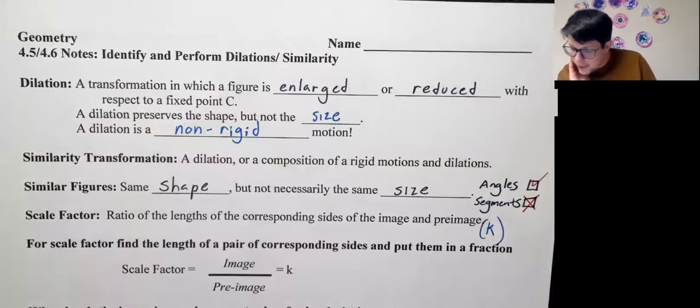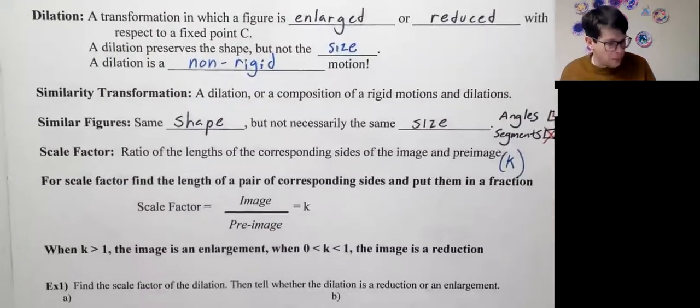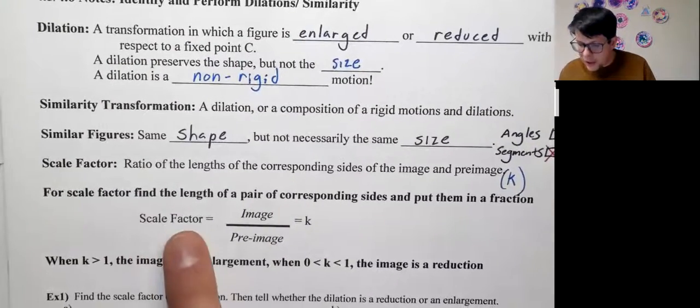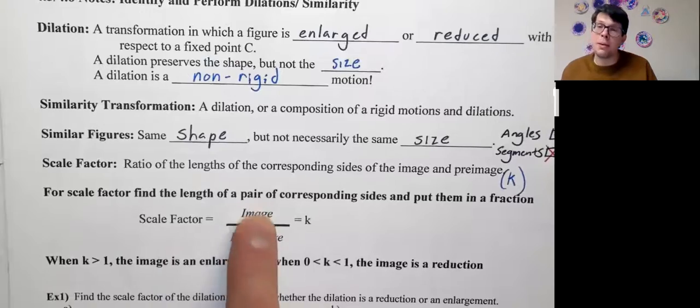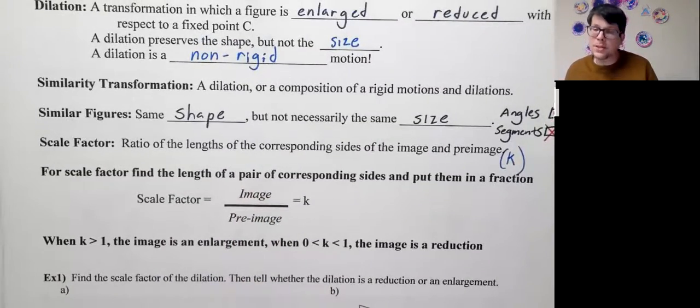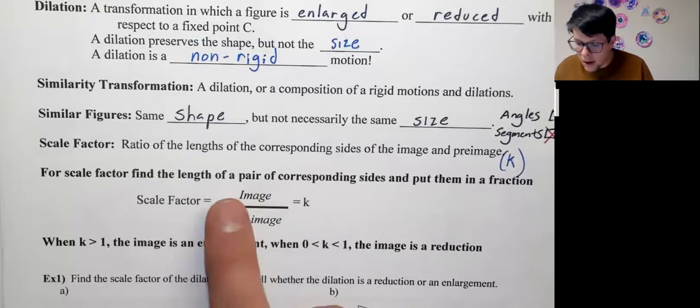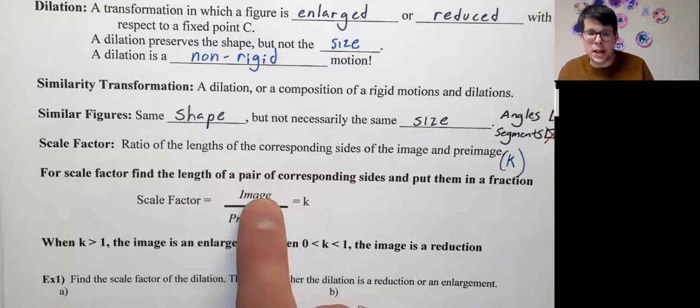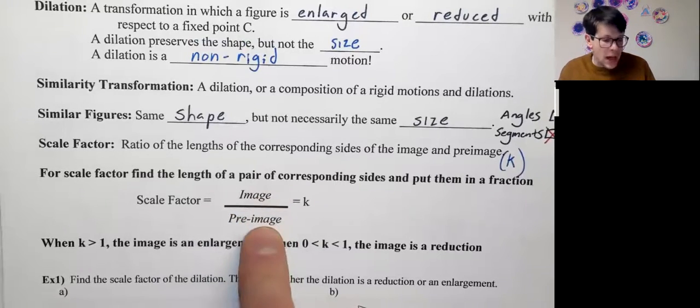Okay, so now if you want to find out what the scale factor is or utilize it, there's a little bit of work that you can do that's going to help you out with that. So if you're calculating your scale factor, you're going to create it by building a fraction. And this fraction is going to be based off of a couple of measurements that have to do with length, not angle measures. So when we're talking about our lengths, we want to make sure that we're doing our image on top and then our pre-image on bottom.